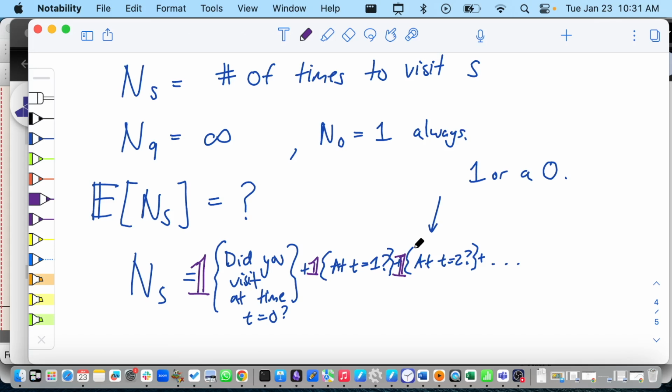Who's seen indicator functions before in probability class? Who has not seen indicator functions before? Okay, good. So now you know.